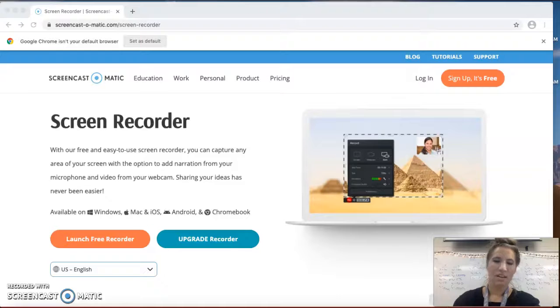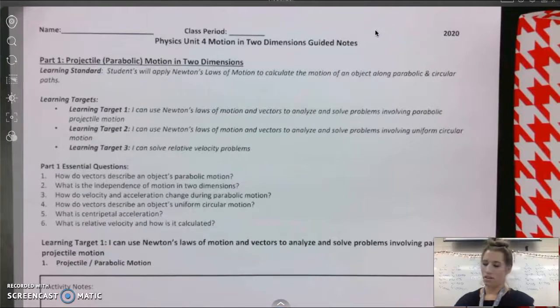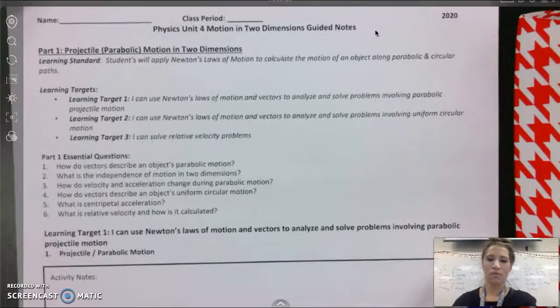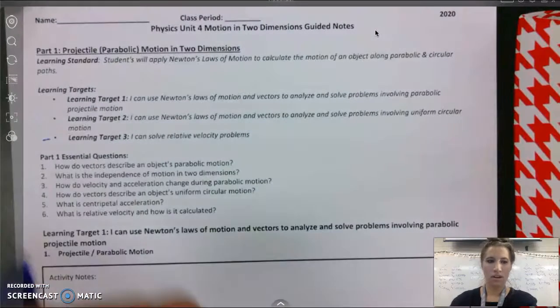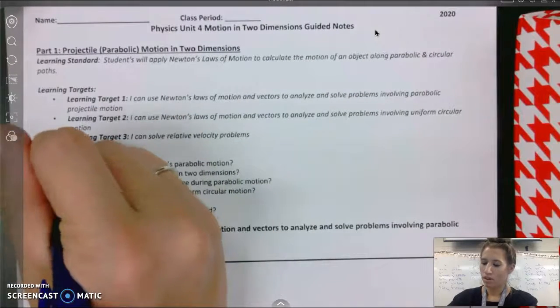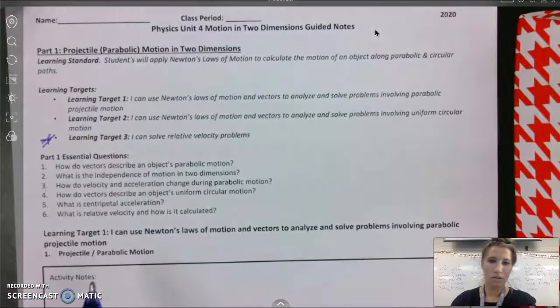Hi guys. Okay, so Unit 4, projectile motion. We have learning targets 1, 2, 3, and 4, and just so you guys know, learning target number 3, we're going to skip that one, and we're just going to be focusing on 1 and 2.